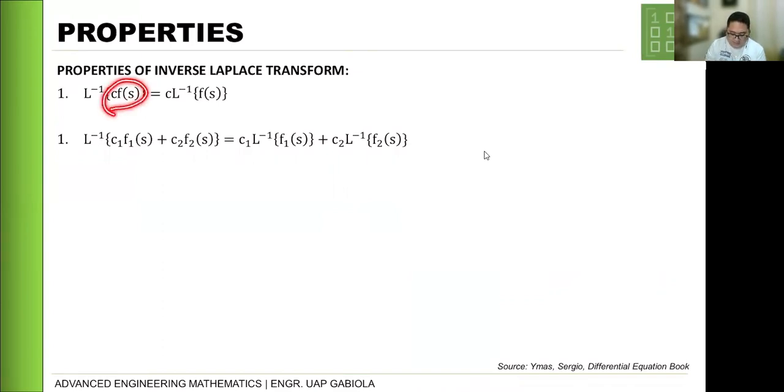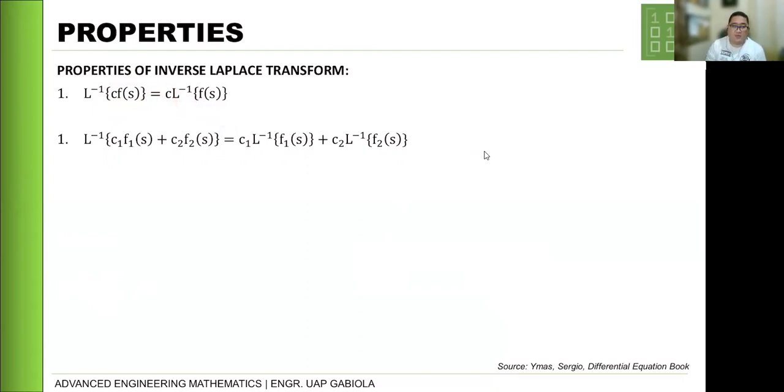So here, you can see that the function of s is multiplied by a constant, or it has a constant coefficient. As a property of the Laplace transform, and also the inverse Laplace transform, we can factor out that c outside of the transformation, and then perform our inverse Laplace transform as is, since we have already factored out the constant c. Okay?